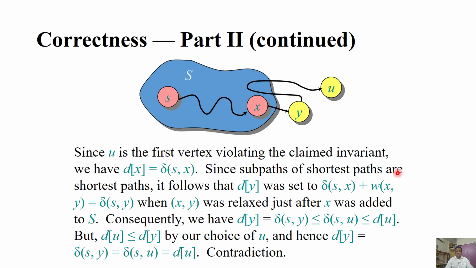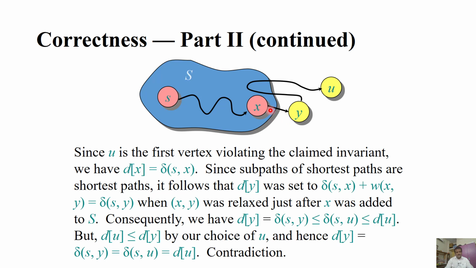This is the optimal substructure: a subpath of a shortest path is a shortest path. It follows that dy was set to delta of S comma x plus W of x comma y, because this is the direct edge. So, dy is nothing but delta of S comma y when x was relaxed after x is added to S, because this is the direct edge and there is no negative cycle.